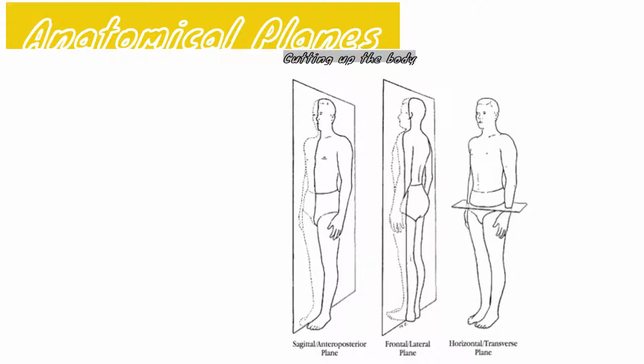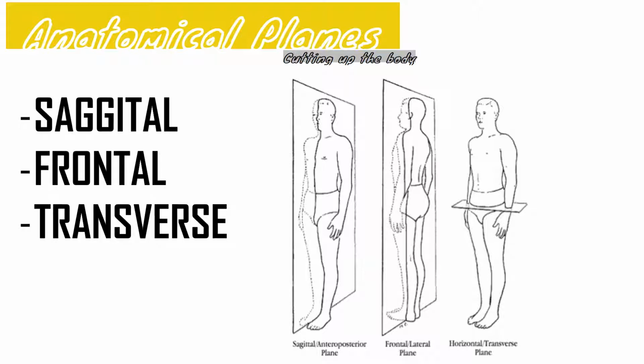There are 3 planes that we're going to be focusing on. They are sagittal, frontal, and transverse. Sagittal splits the body into left and right. Frontal splits the body into front and back, whereas transverse splits the body horizontally, top and bottom. These planes don't necessarily have to be right in the center, they can be off center.